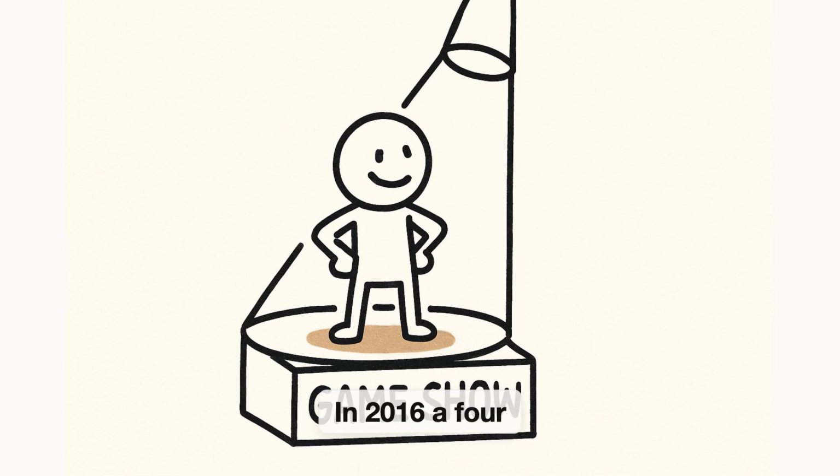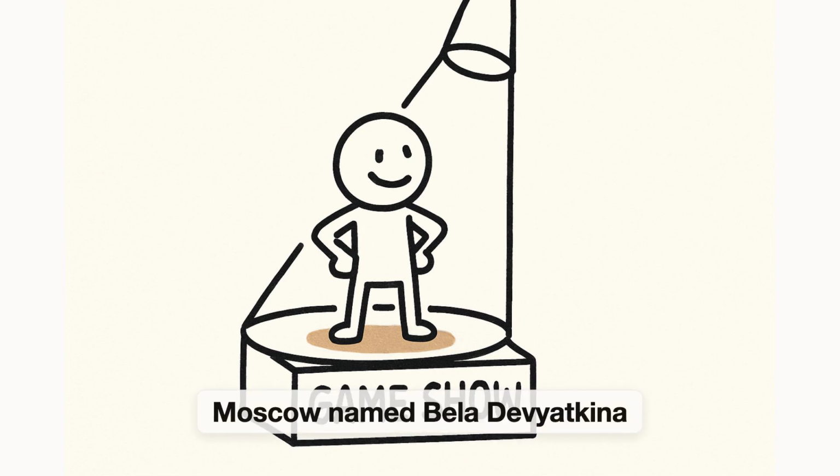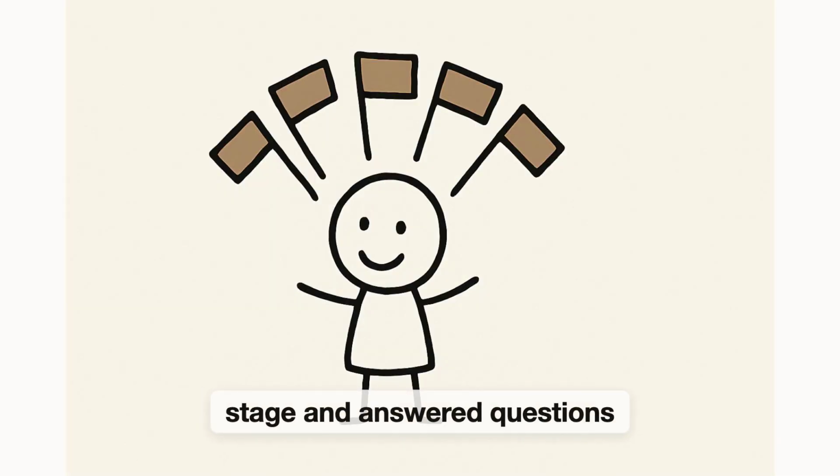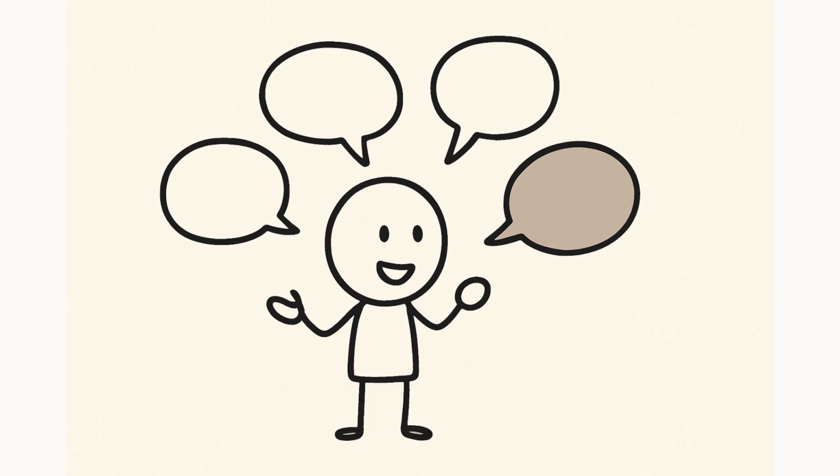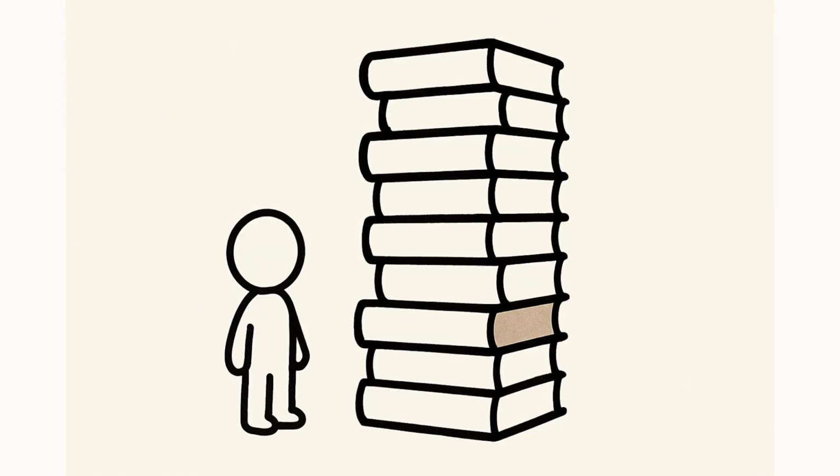In 2016, a 4-year-old girl in Moscow named Bella Devyatkina sat on a TV stage and answered questions in 7 languages. 7 before she could tie her shoes.